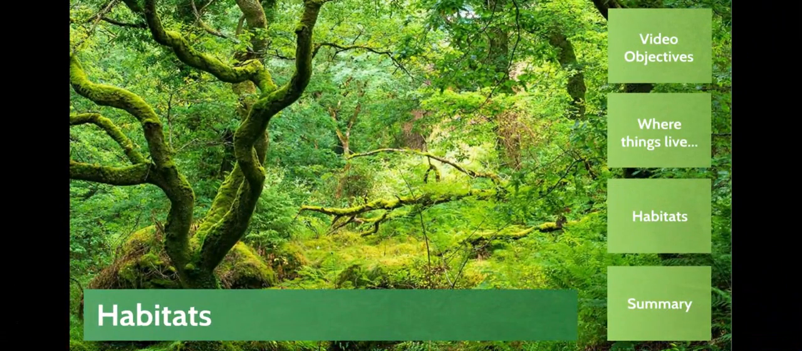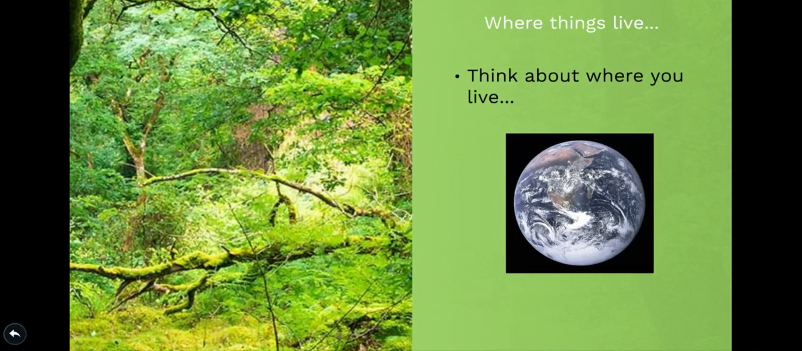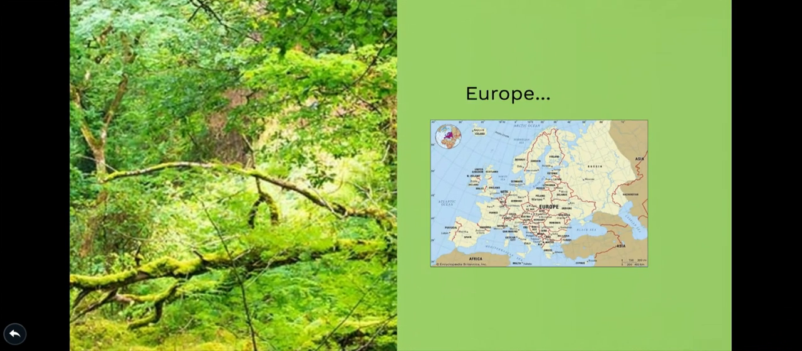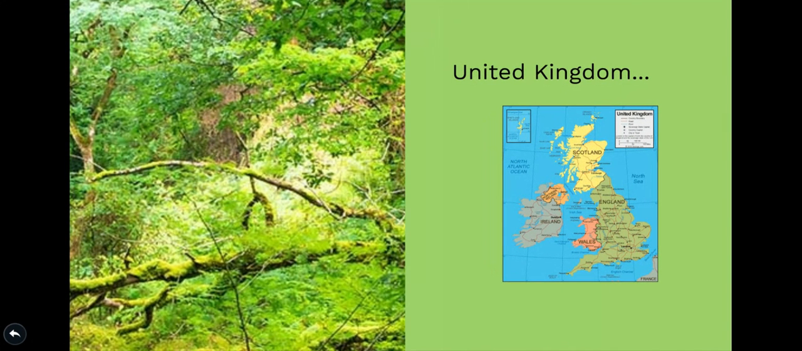So let's just start off by thinking about where we live. We live here on planet Earth. Now that's quite a broad description of where you live. You don't live in the whole of the planet, so we can be a bit more specific. For example, you live on the continent of Europe, but you don't inhabit the entire continent. You live perhaps within the United Kingdom. You don't, again, inhabit the whole of the United Kingdom.